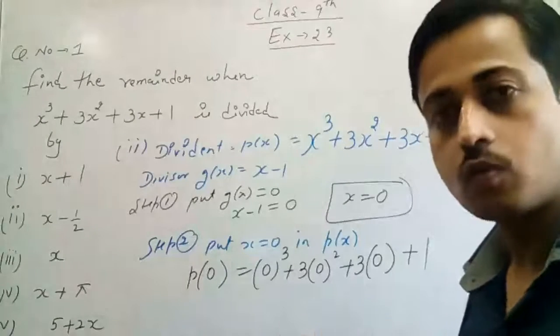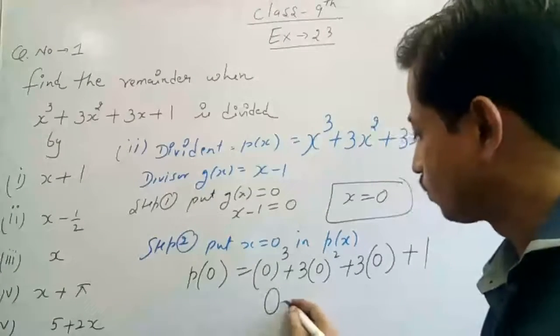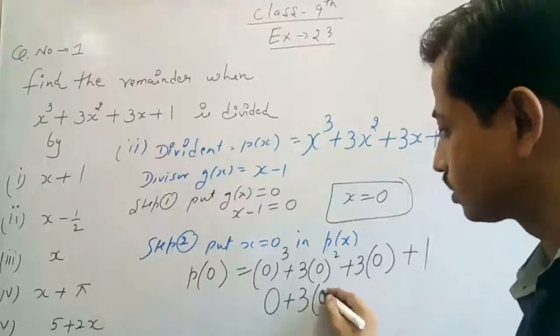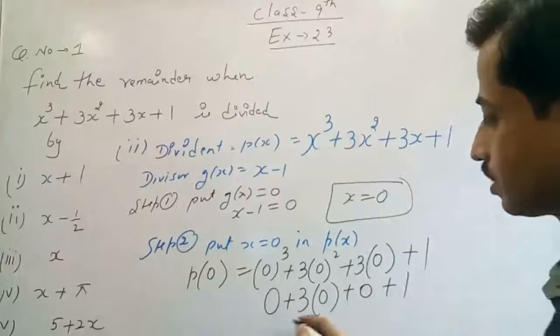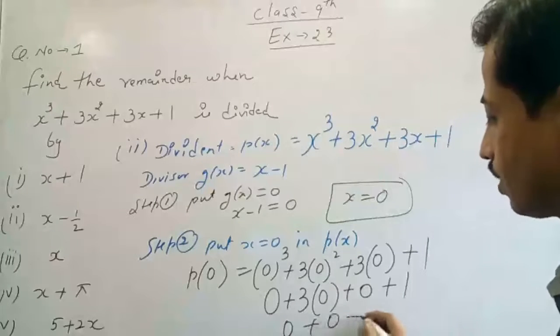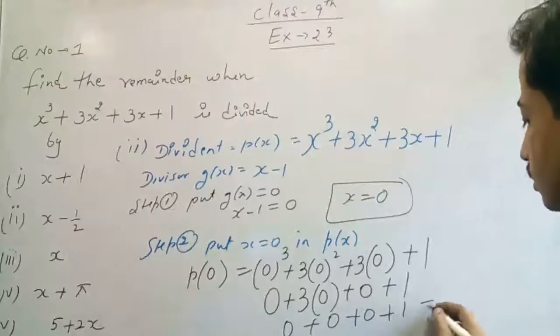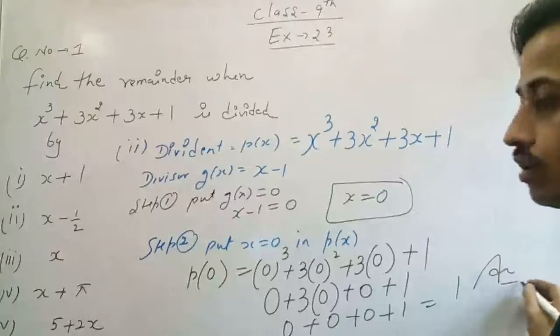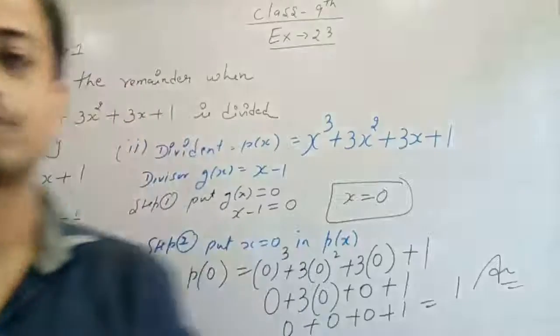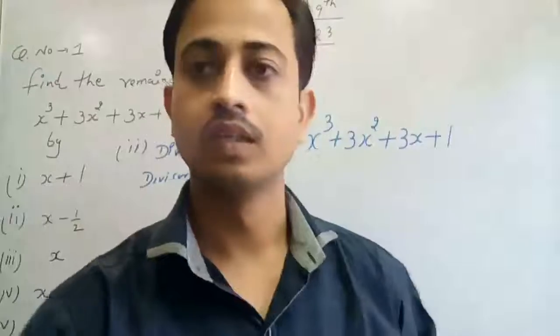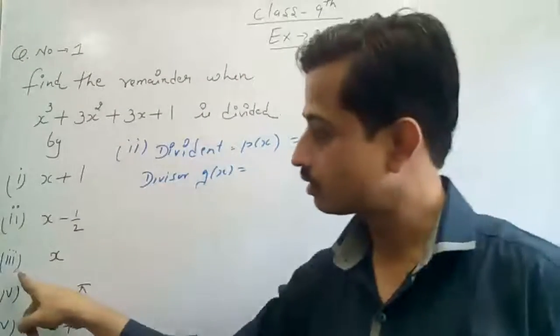Now what's the whole cube of 1? 1 plus 3 into 1 whole square is 3 plus 3 into 1, 3 plus 1. It means 1 plus 3 plus 3 plus 1. It means we get 8. 8 is our final answer. So please make a note.